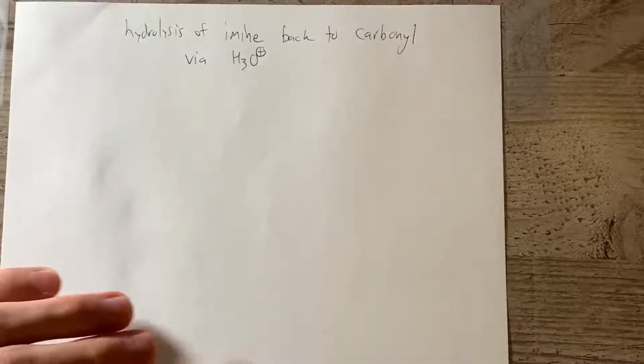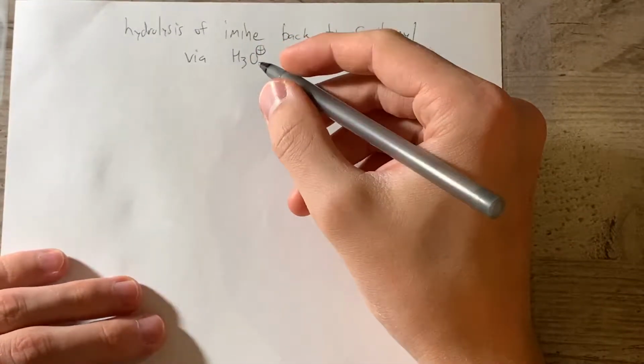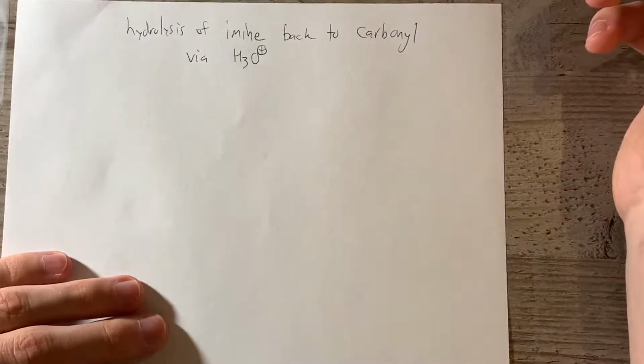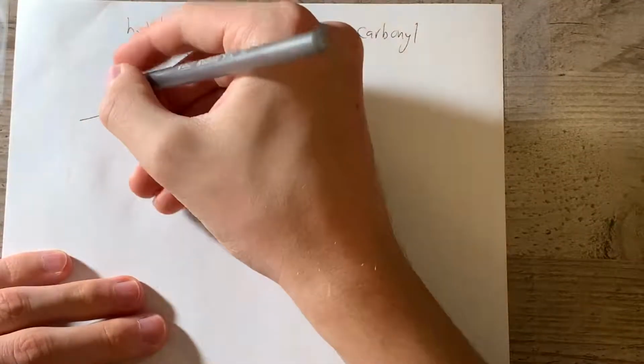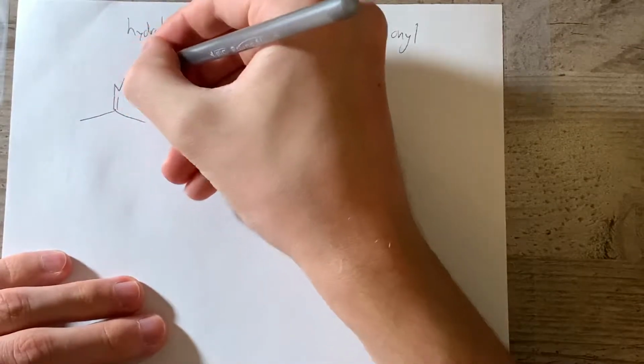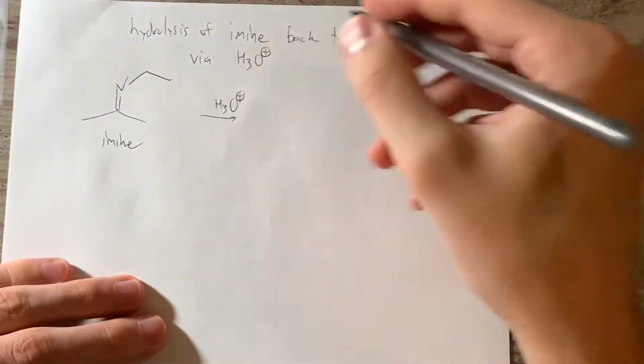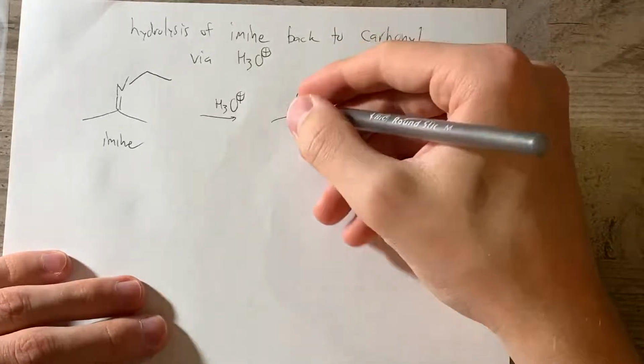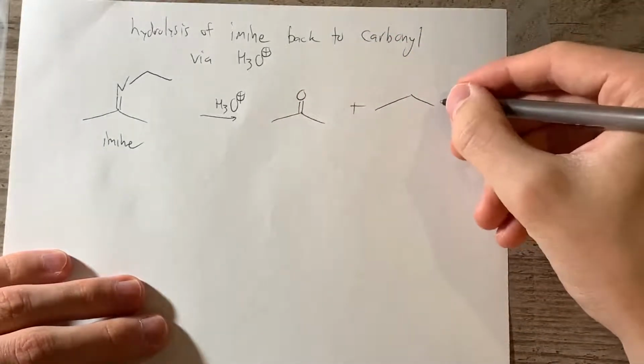Okay, so what we're looking at now is the hydrolysis of an imine back to a carbonyl via H3O+. So basically what that is in organic chemistry terms is we have our imine, add H3O+, and it's going to go back into the ketone, or the carbonyl, plus this.